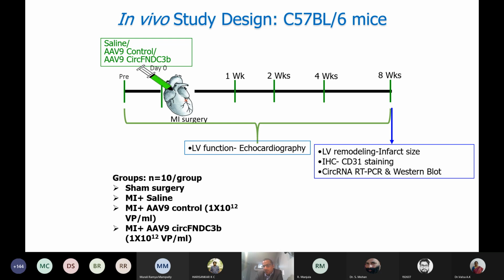And we followed up the mice for 8 weeks. So we injected on day zero, and followed up for 8 weeks with echocardiography. For echocardiography, we put a probe on the heart, just like ultrasound in humans, of these mouse models with heart attacks, to see how its function is. We record this every week for 8 weeks to see whether there is an effect of this AAV9 circular FNDC3B compared to the controls. And we sacrifice the mice at 8 weeks, and we look at the histology and other biochemical parameters.